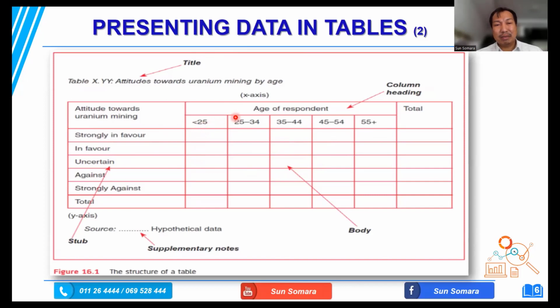Like by age, meaning below 25, from 25 to 34, 35 to 44, 45 to 54, 55 plus, and so on here. So it can represent something here. This is the structure of the table that will be displayed in that part.